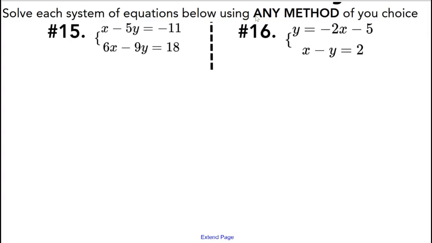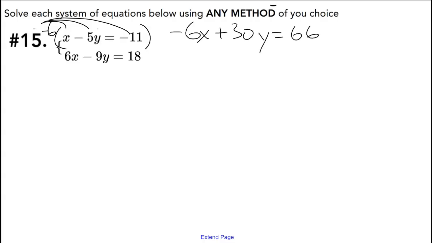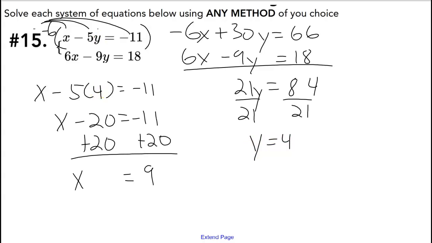Okay, so let's go over each one. So here's 15, and I'm going to go kind of quick. For 15, we use elimination. First I distribute by negative 6. I get my new equation. Same sign, same number, different signs. Eliminate the x term, solve for y. Then I plug the y back in the first equation and solve for x, and I get 9, 4.